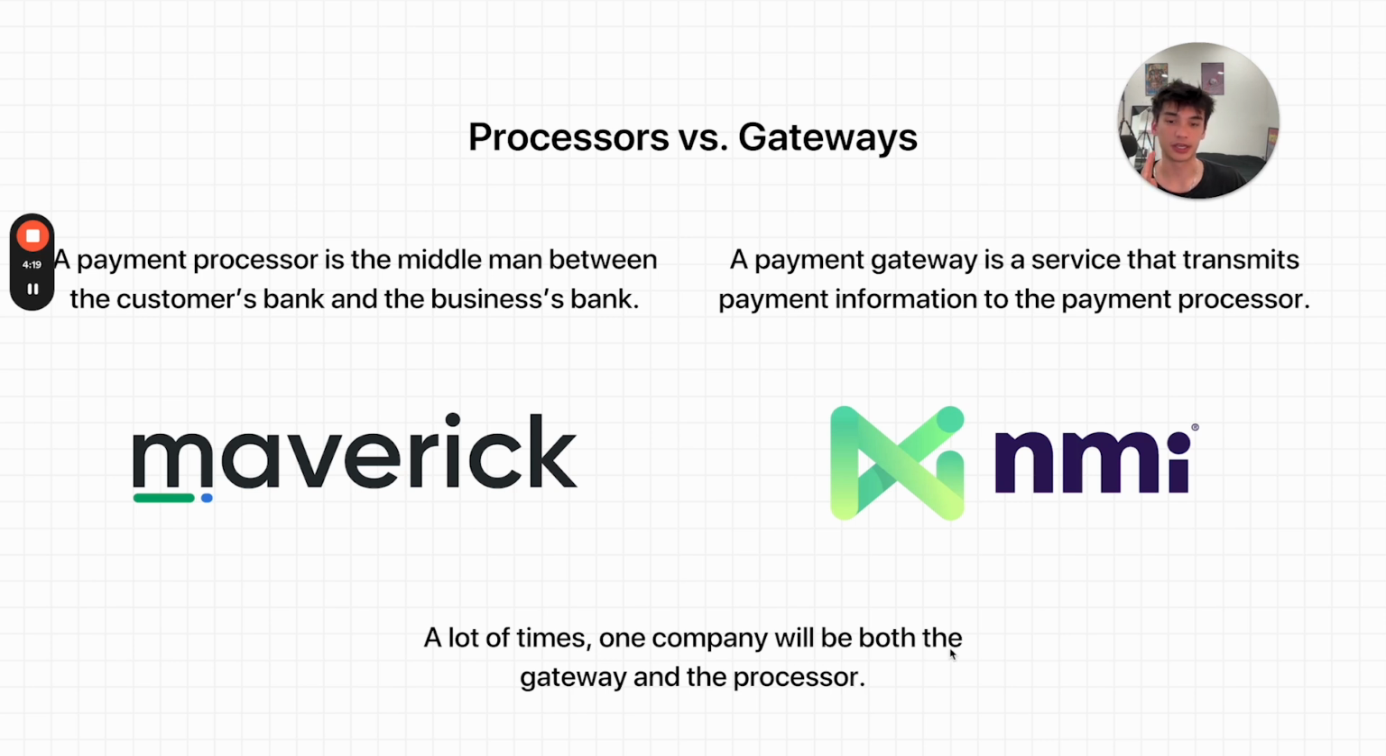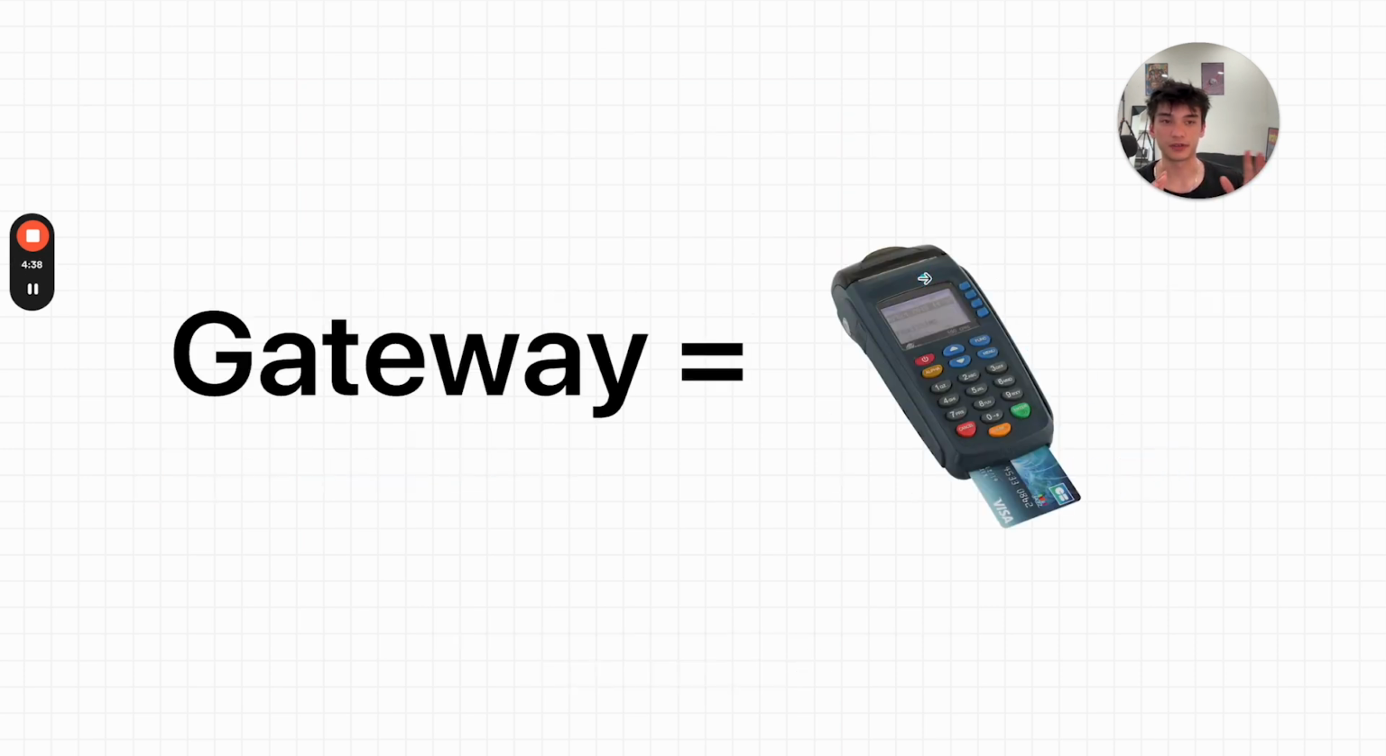Like Stripe is a gateway and a processor. And a lot of the time, WAP is too. A lot of the times, to keep it simple for the user, they just have one platform that is both the processor and the gateway. But this is important to know because we'll get into this in a second when I teach you how to use Payments AI. Okay? Don't be confused.